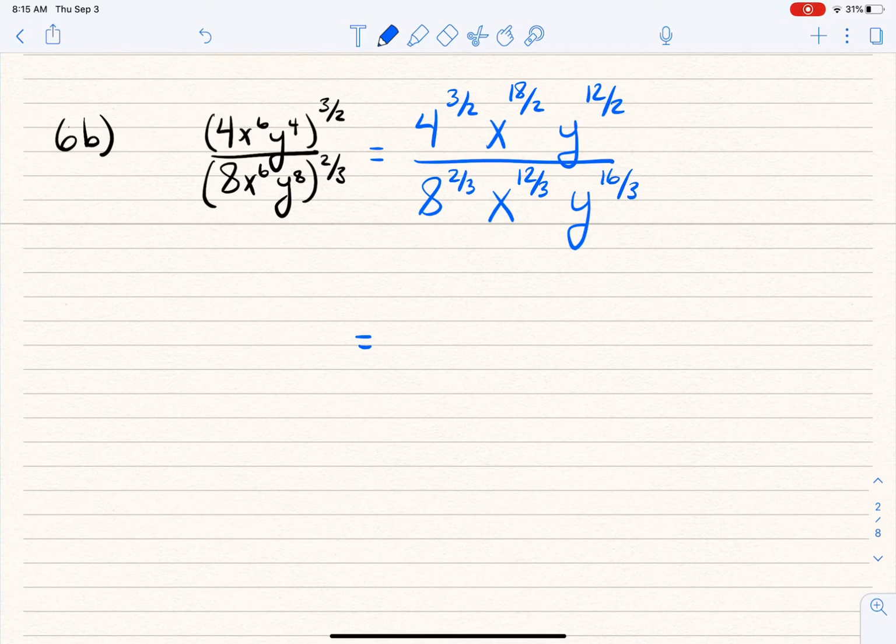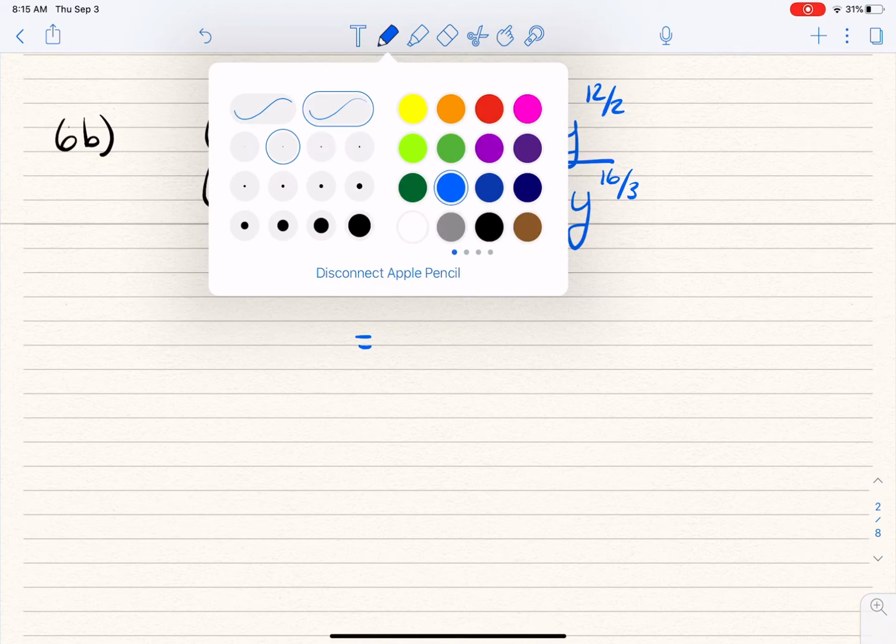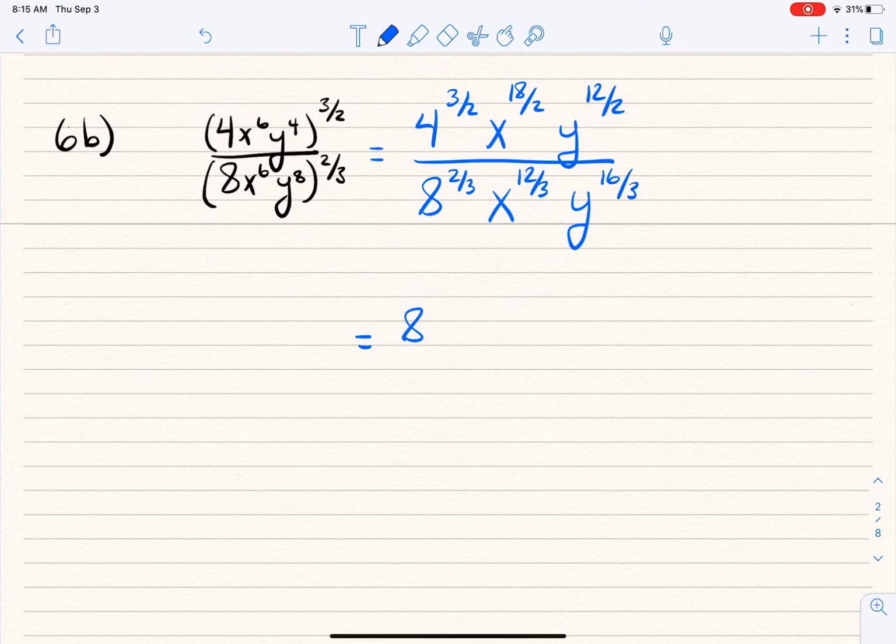So if I know what this is, I could either write it and say, well, I know that's the same thing as the square root of 64, or maybe I just jump all the way ahead and say, I realize that 4 to the 3/2 power would be 8. And then x to the 18/2 power is going to be the same thing as x to the 9th power. y to the 12/2 power is going to be y to the 6th. And then 8 to the 2/3.